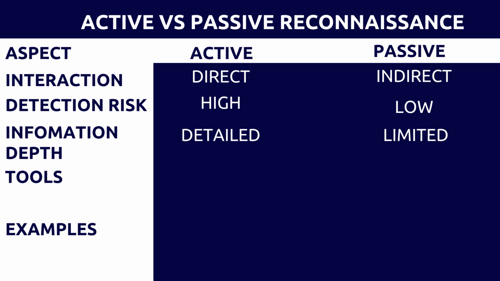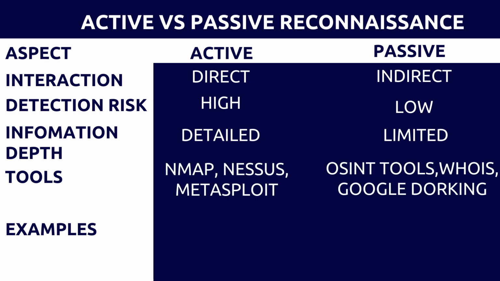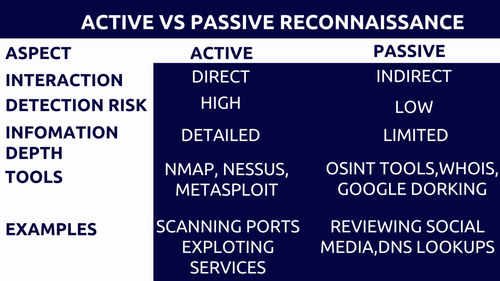In the aspect of tools, the tools used in active reconnaissance are Nmap, Nessus, and Metasploit, while the tools used in passive reconnaissance are OSINT tools, Whois, and Google Dorking. In the aspect of examples, we have scanning ports and exploiting services for active reconnaissance. Then we have reviewing social media and DNS lookups for passive reconnaissance.